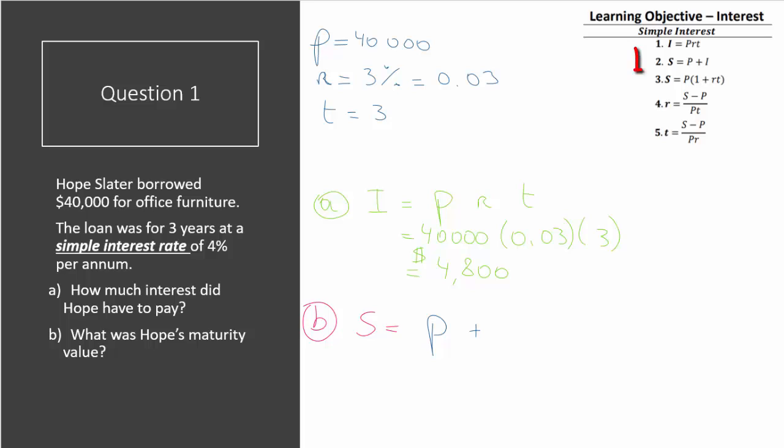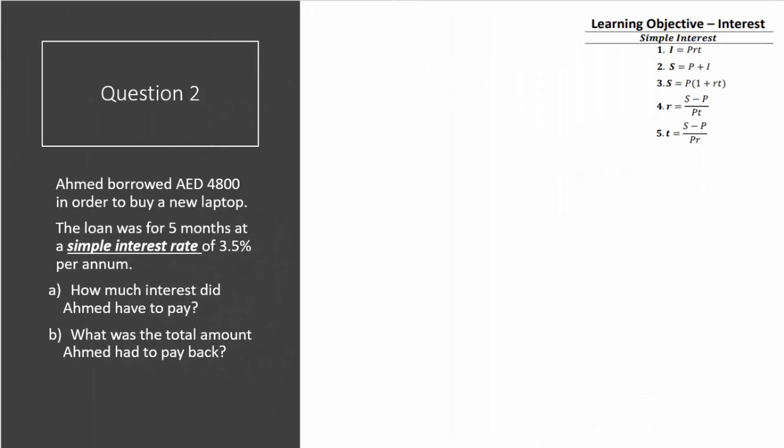Question B asks, what is the maturity value? So maturity value is formula 2, principal plus interest. The principal, the original amount of money that she borrowed, was $40,000, plus the interest that she has to pay back to the bank, $4,800. So together she has to pay the bank back $44,800.